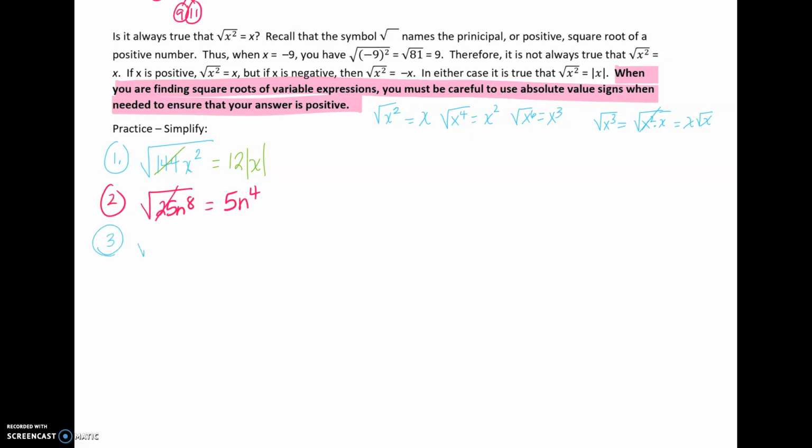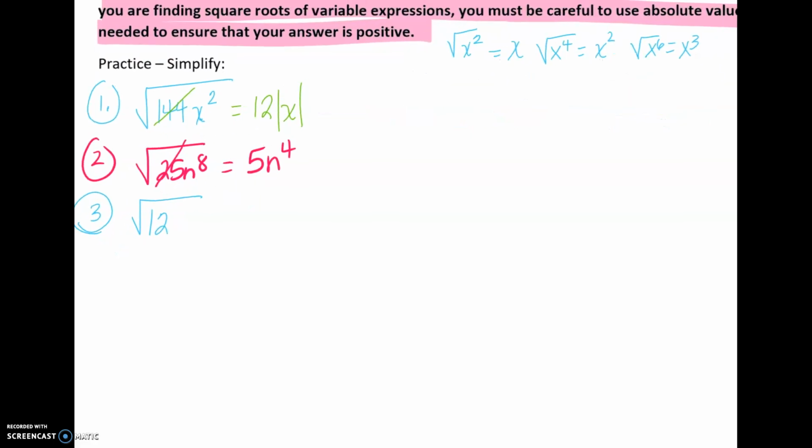Number 3. Okay, this is going to get a little bit trickier. The square root of 12a cubed. So I have to work at this. First of all, 12 is not a perfect square, but I know that 4 times 3 is 12 and 4 is a perfect square. I know that a cubed is not a perfect square, but I can do a squared times a. That still has a cubed, it's just written differently.